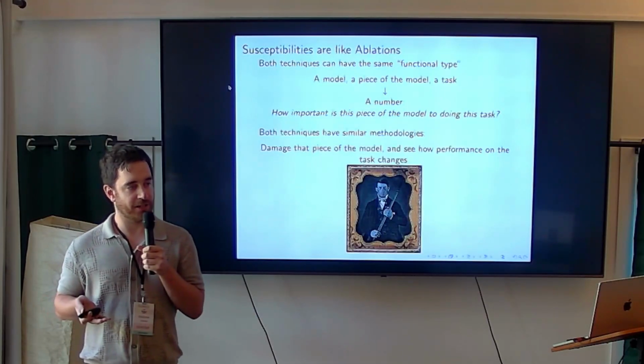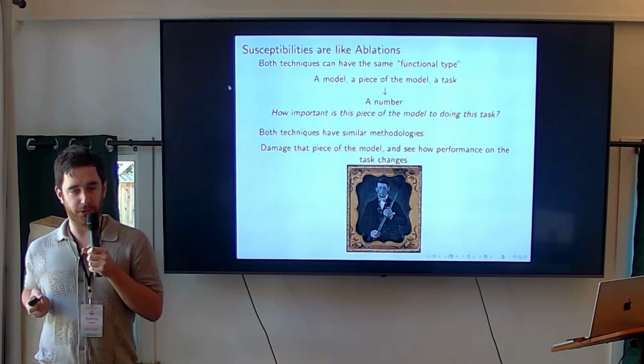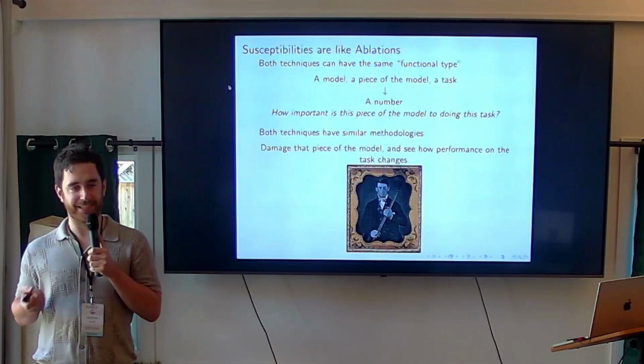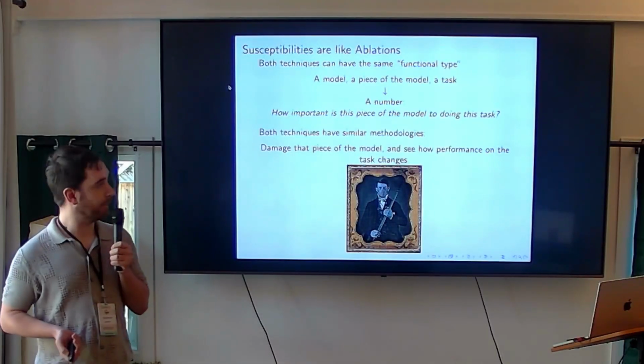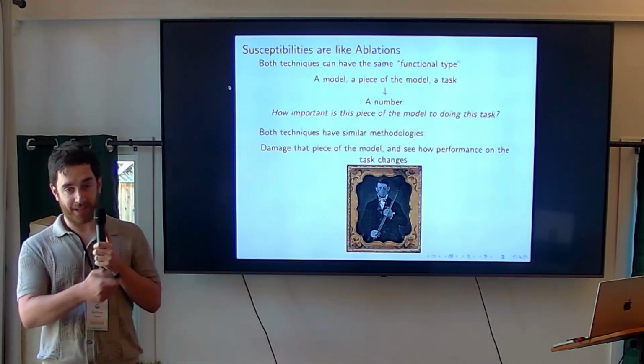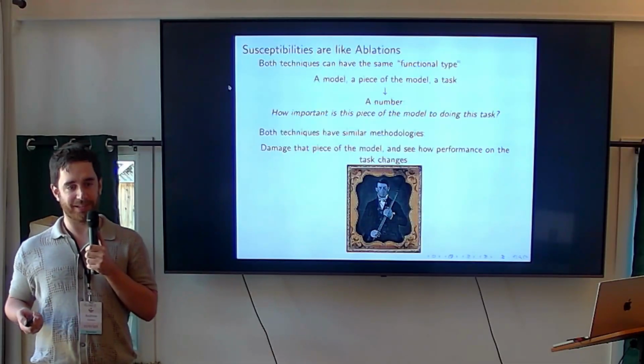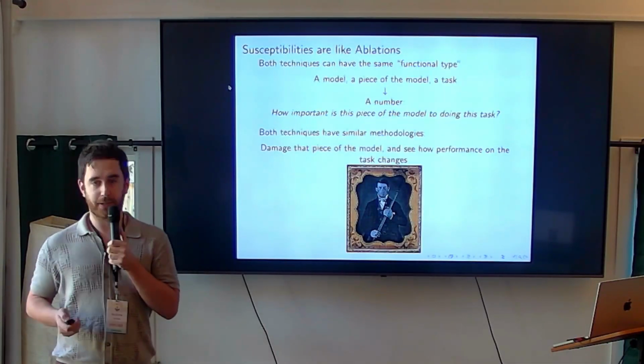And I think neuroscientists would like it if they could be shooting railroad spikes through brains and seeing what happened when you broke something. But we can do that. And that's what ablations are, and that's what I think susceptibilities are as well. So get your railroad spikes.